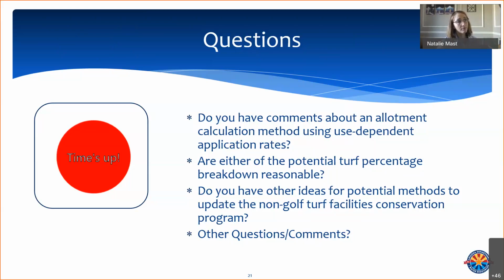Thank you, Natalie. A question from Jeff Lee. If plants that are not on the AMA low water use plant list are not included in the acreage, what is to prevent the use of significant amounts of high water use plants in the landscapes?